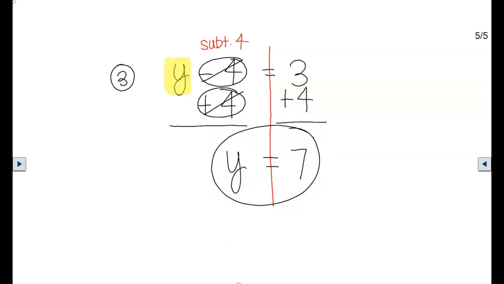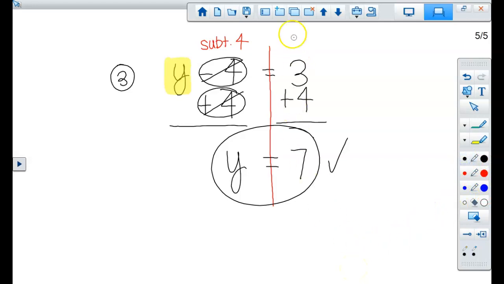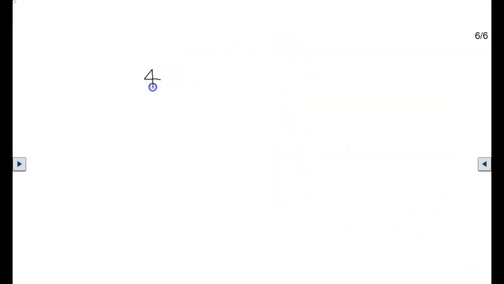So let's check it. If we did 7 minus 4, would we get 3? And the answer is yes. So that checks. That is correct. So notice what we're doing here, folks. We are looking at our equation and we're trying to determine what is happening to that x. What is that one operation that's being done? And once we figure out what that one operation is, we undo it by doing the opposite.